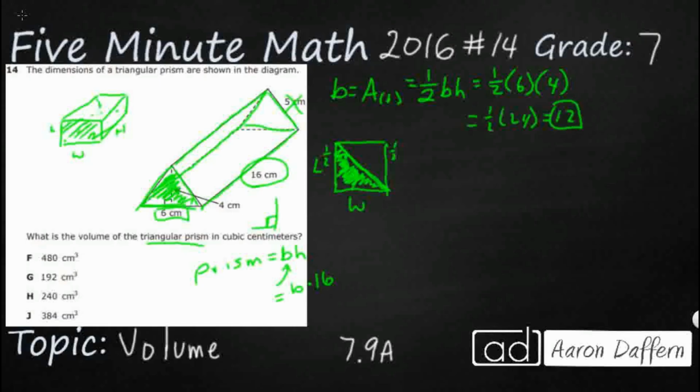Now we have to bring this all the way back here. So the prism is going to equal that 12 times 16, because my height is 16, and that is going to equal 192 centimeters cubed, G.